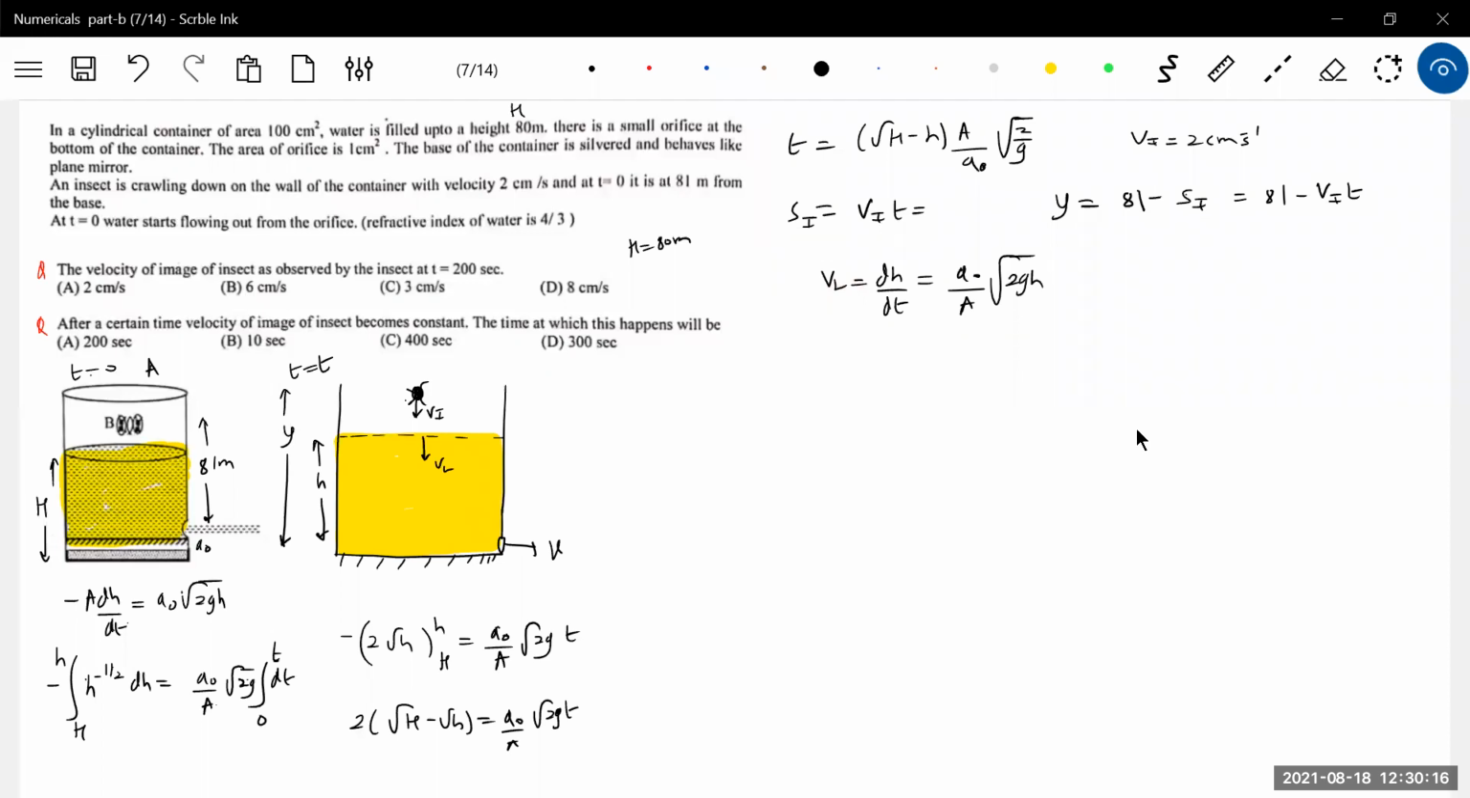Now, the velocity of image of the insect as observed by the insect. So this is a mirror, no? Below there is a mirror. Come for this. I think you have to go back to at what distance the image will appear for it. So if you are getting confused, you bring the diagram like this. This is the level of water.